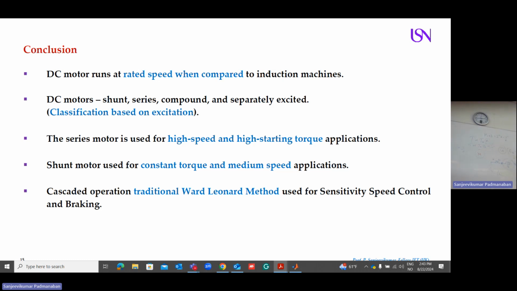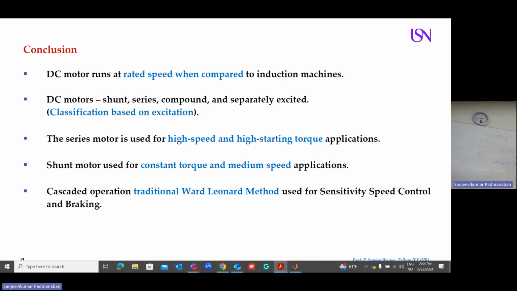What is the meaning of high starting torque? At the beginning, I want 80% load. I start with 80% load. I have to go for a series motor, not shunt. Then the shunt motor is always used for constant torque and constant medium speed applications.